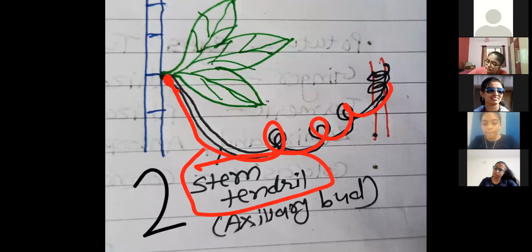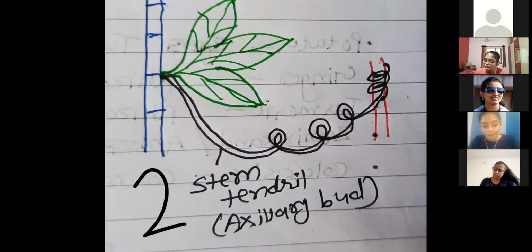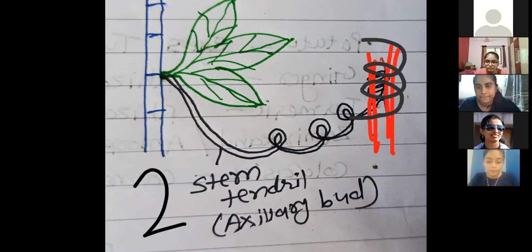And the part which is getting modified, we call the axillary bud. Remember, the part which is modified is the axillary bud. After modification, it converts into what? We call it a tendril, stem tendril. This tendril, where a supporting plant or any support is there, twines around it and sticks with it.